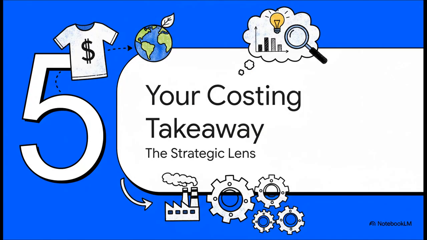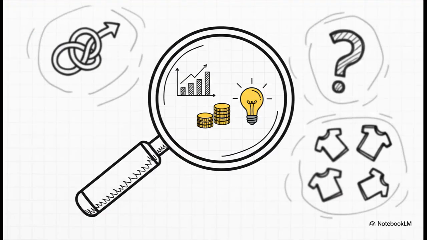Wow, we have covered a lot of ground, haven't we? We've gone from the cost of one t-shirt all the way to global sustainability. So let's bring it all together into one core, simple takeaway. Here it is. If you remember one thing, make it this. Understanding your costs gives you a strategic lens. It's a way of seeing your business with total, absolute clarity. It transforms you from someone who just makes things to someone who makes smart, informed decisions that drive planning, control, and ultimately success. It's not just accounting, it's pure strategy.